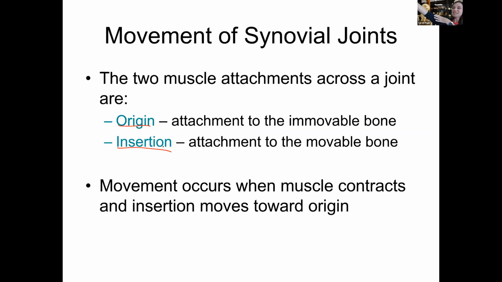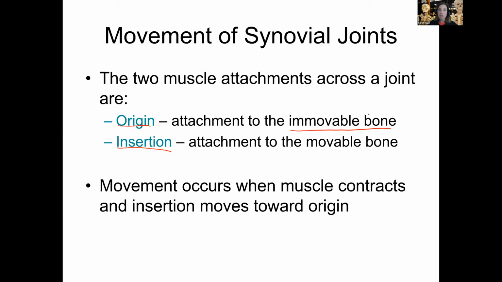If your bicep doesn't span the elbow joint, if it just runs from the top of the humerus to the bottom of the humerus and it's not spanning a joint, if that muscle contracted, you'd get no movement. So it has to span a joint to get movement. So what we say is that your skeletal muscles always attach at two places. One place is called the origin. The origin is the bone that's not moving when the muscle contracts. Okay, so that's the immovable bone.